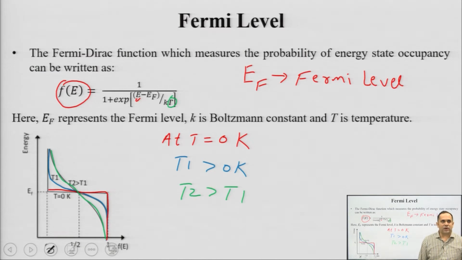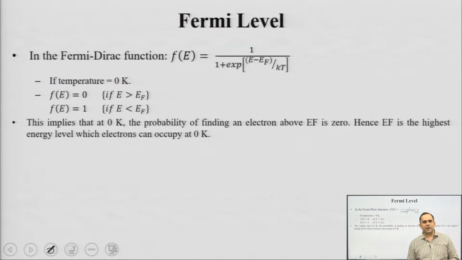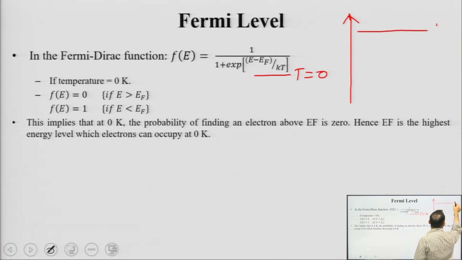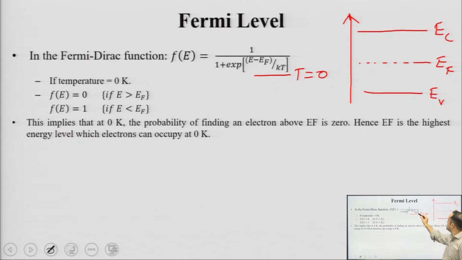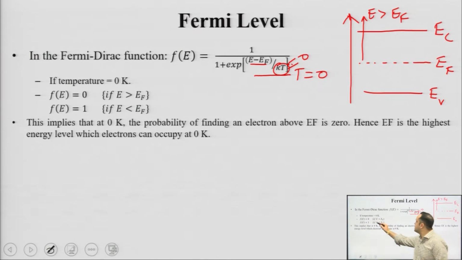So, let us try to define now what is the Fermi level. In the Fermi Dirac function f of E, if here I put T equal to 0. If I draw the energy scale, suppose this is EC and this is EV, just for discussion purposes I say that EF is somewhere here. So, if T is equal to 0, this term becomes 0 here. Anything divided by 0 becomes infinity, but it also depends on the numerator. If E is greater than EF, so all these energies above EF, that means E minus EF is going to be a positive number. In that case, I am going to get e to the power plus infinity. So, a very large number like infinity appearing in the denominator, I get 0 as f of E.